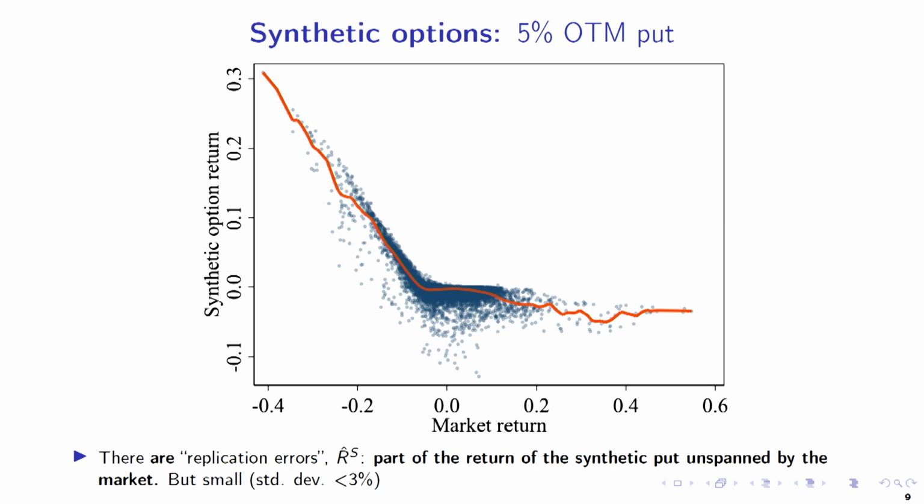I wouldn't have thought this would work. I thought there was a lot of unspanned risk. I thought there was a lot of unspanned volatility. That should break this. I thought there were big jumps. That should break this. The jumps really aren't big enough. The unspanned volatility is not big enough to actually create huge problems for this. It works surprisingly well.